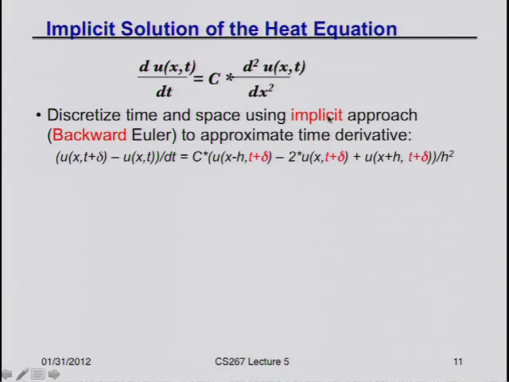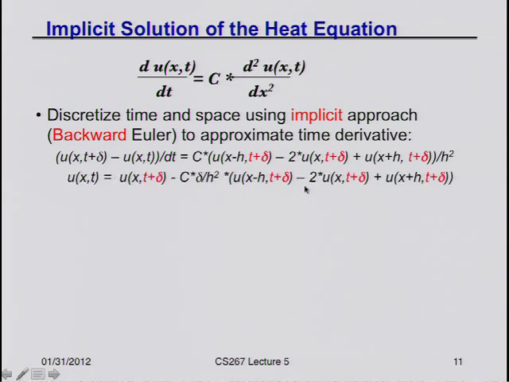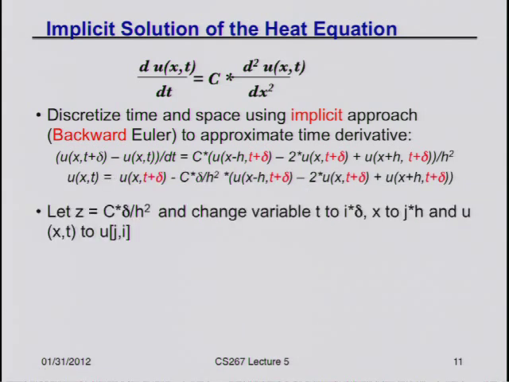It's just the same algebra as before. The only difference is I used to have a t there. Now I have t plus delta. So I'm going to approximate the second derivative at the next time step, not the current one. So I simplify it, and I use the same change of variables. I let z be this constant. I discretize, I change time to i, and I change space to j.